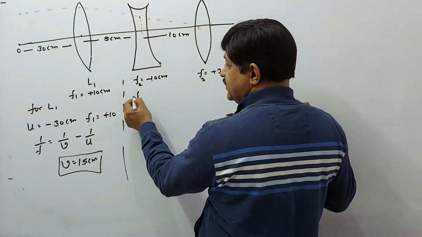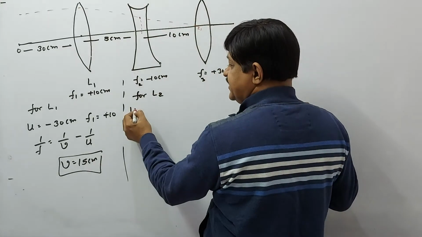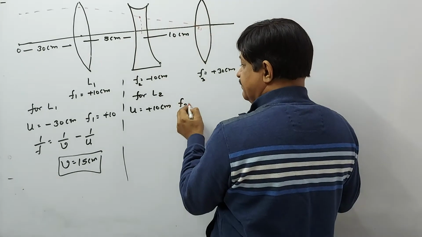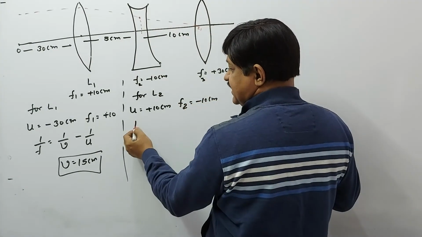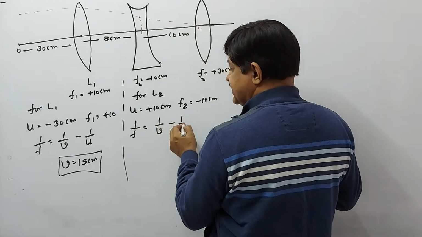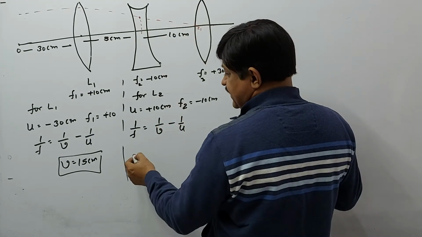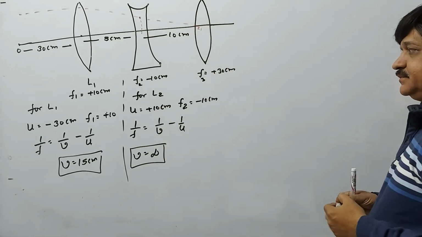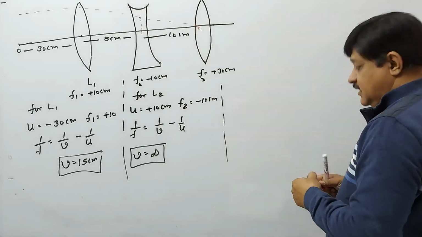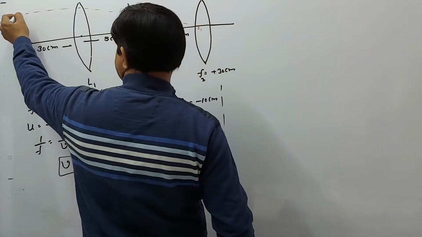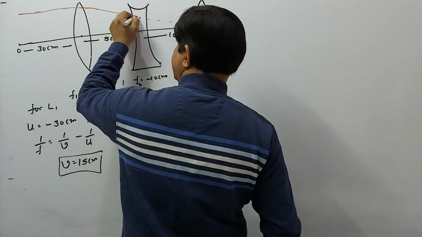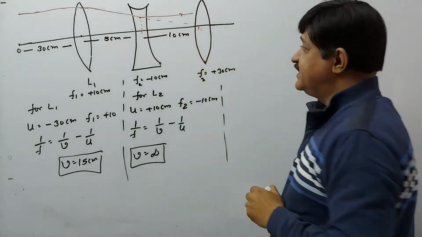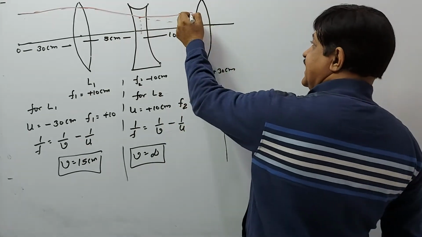So for L2, object plus 10 centimeter, क्यों प्लस, इस तरफ है इसलिए, F given है -10 सेंटीमीटर। यूज करते हैं 1/f = 1/v - 1/u। जब आप वैल्यू रखते हैं तो अब v आ जाता है हमारे पास में इंफिनिटी। इसका मतलब ये रे यहां से बैंड होने के बाद इस तरह से चली। जब इमेज इंफिनिटी पर बनती है, इसका मतलब वो पैरेलल होता है इसके साथ में। So it's going like this.